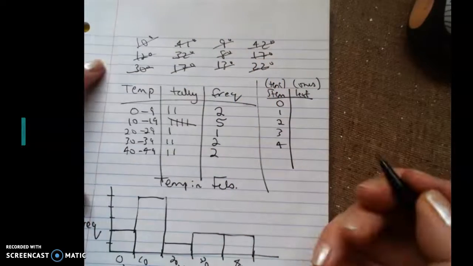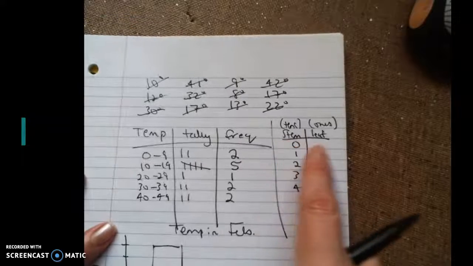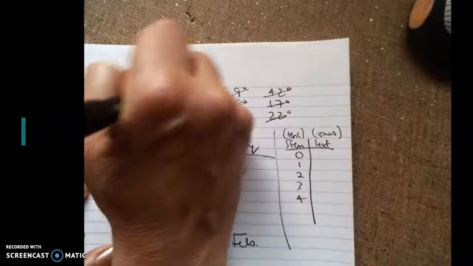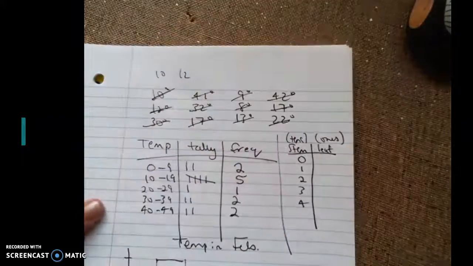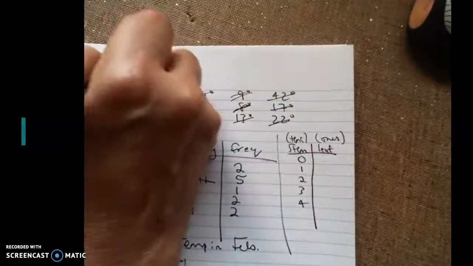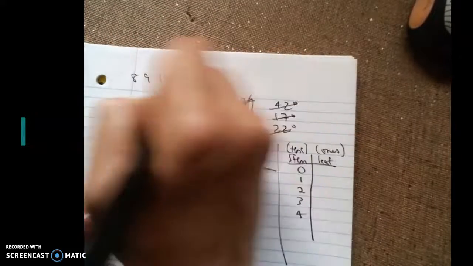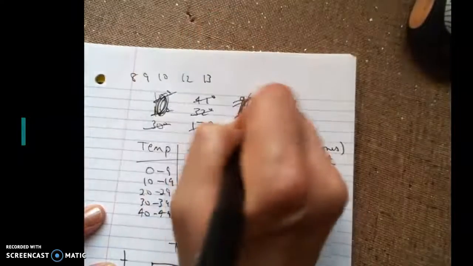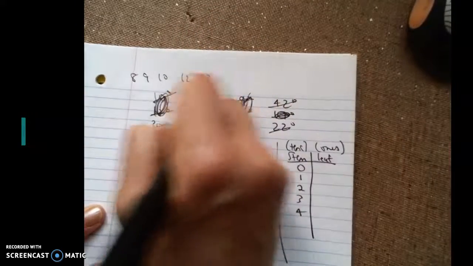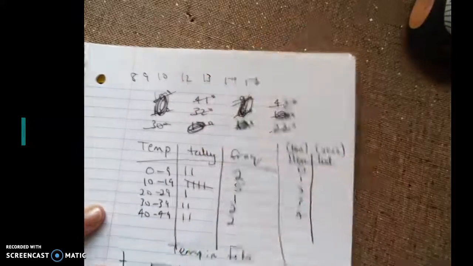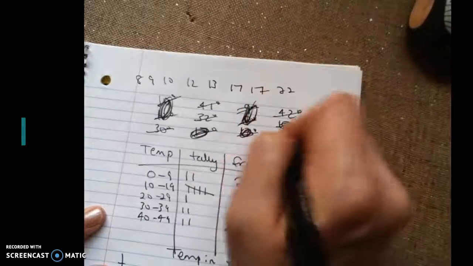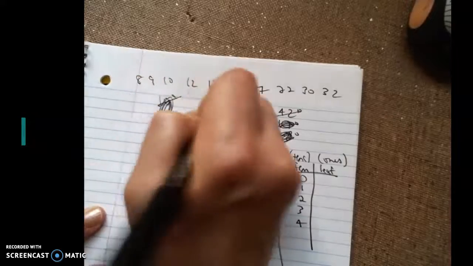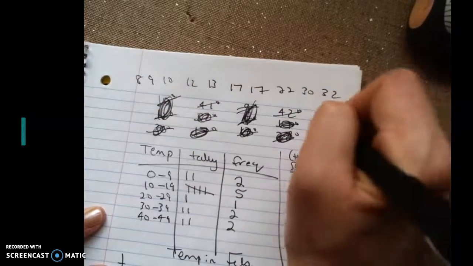So what I'm going to do now is put these in order first, because these have to be in numeric order. So I'm going to go 10, 12, what else do I have? An 8 and 9 would go before that. So 8, 9, 10, 12, 13 would go there, two 17s, 22, 30 and 32, and 41 and 42.